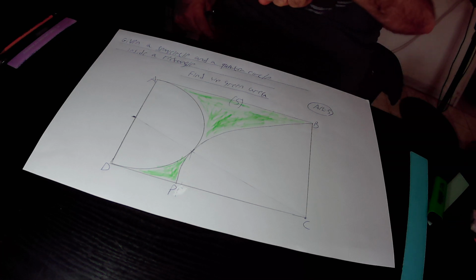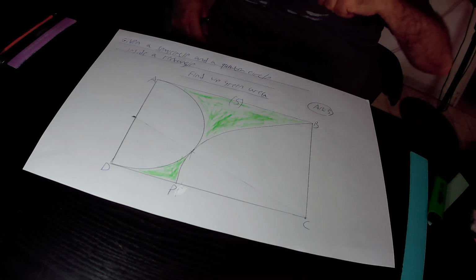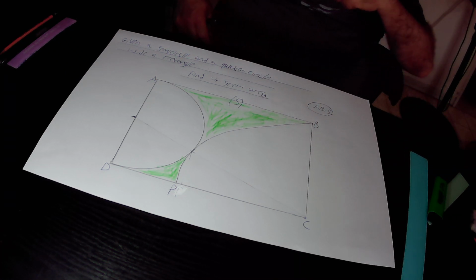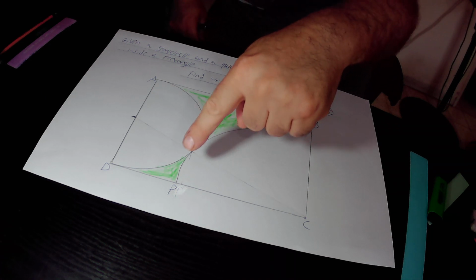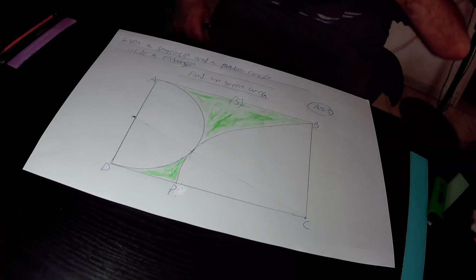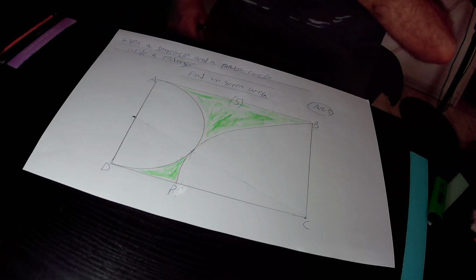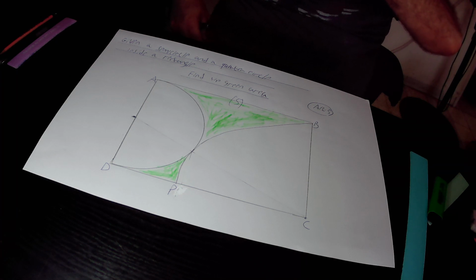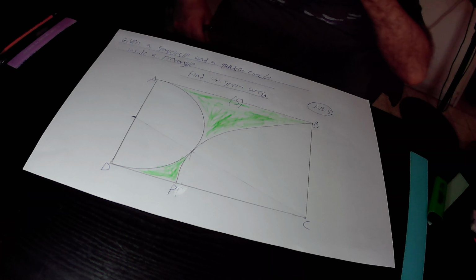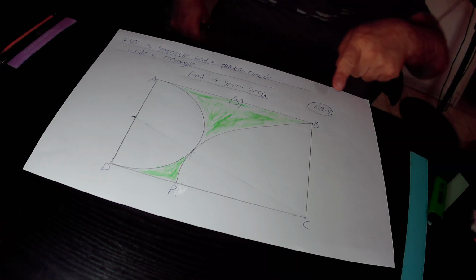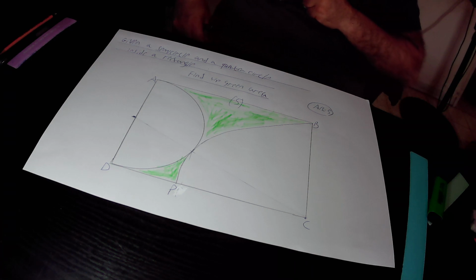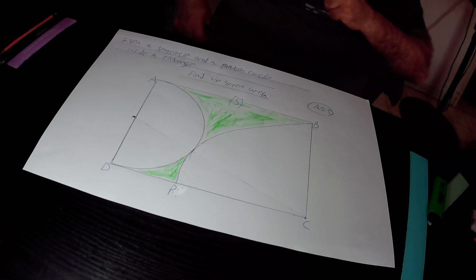So in the drawing, we have a rectangle ABCD. Inside this rectangle ABCD, we have this quarter circle. PBC is a quarter circle. And we also have a semicircle. Again, our mission is to find out the area of this green shape. Okay, and we know that side AB equals 5 units in its length.